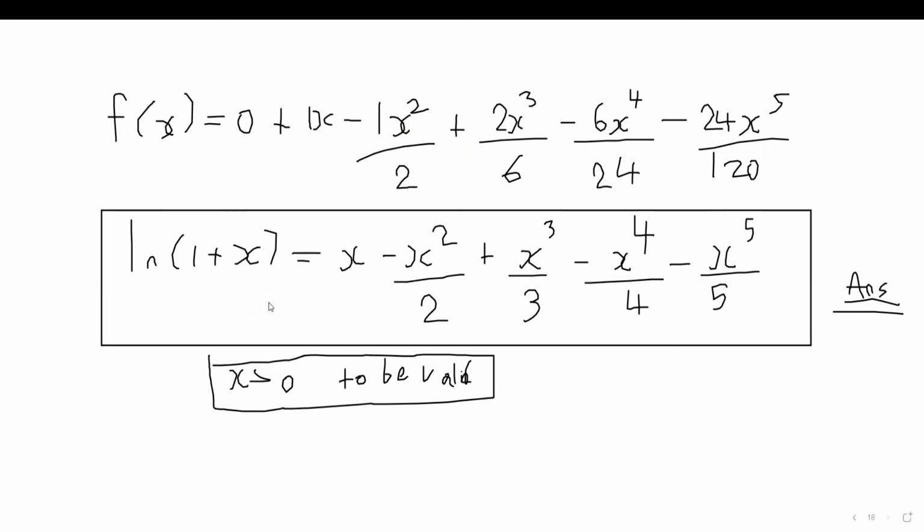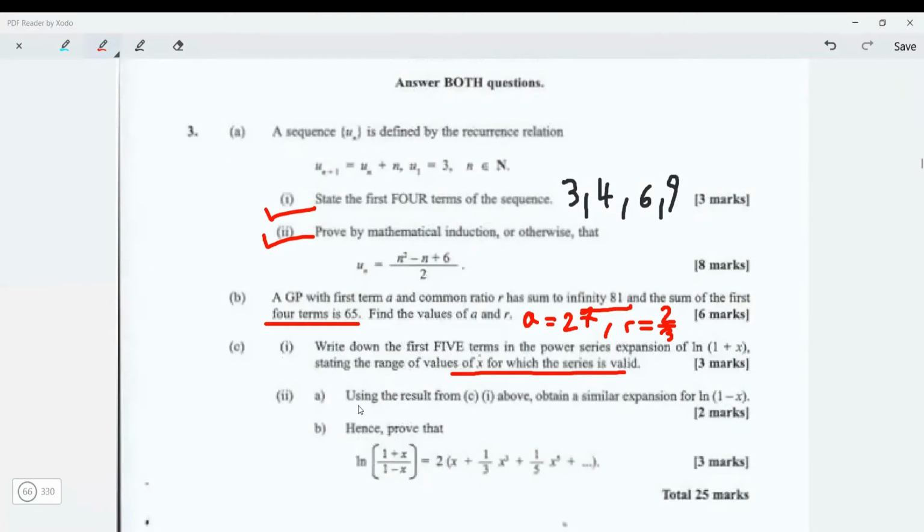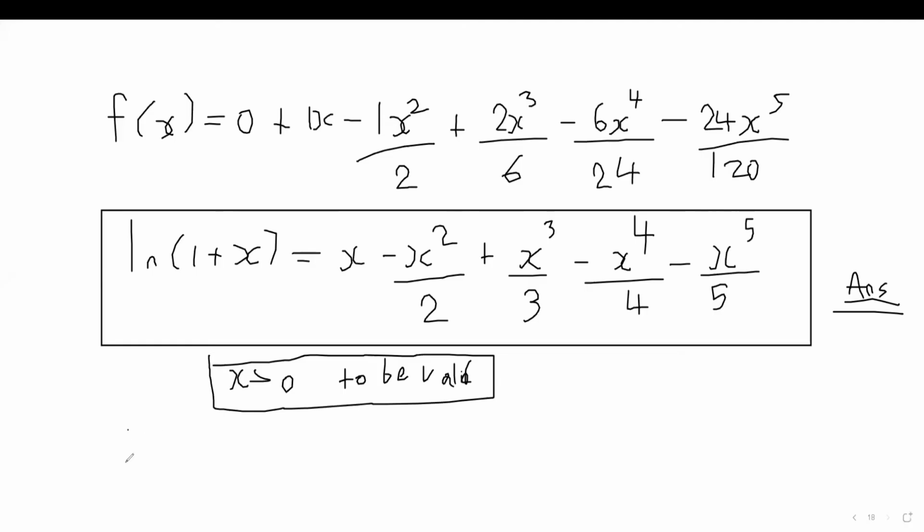Now let's hear what they say next. They now say, using your result in part 1, obtain a similar expansion for ln(1 minus x). All right, so what they're saying is, Marika, don't expand it over. Just find an expansion for ln(1 minus x). So that's okay to give 2 marks.